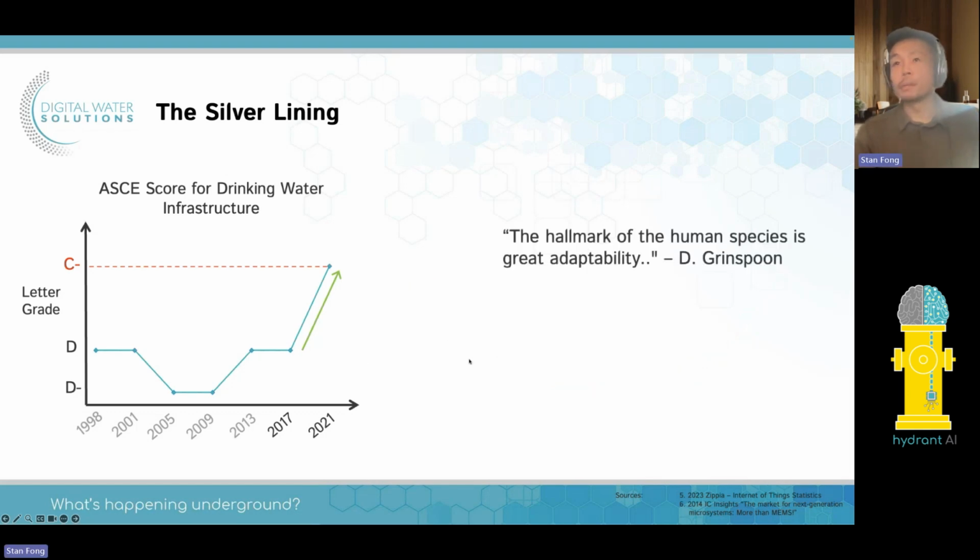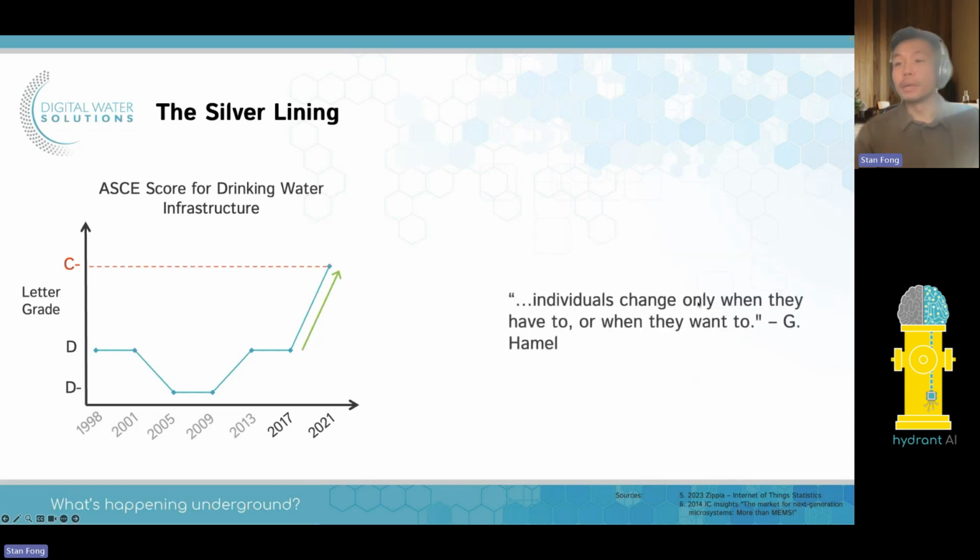So, some quotes about adaptability, right? This one never really applies to me. I'm more in this camp where I only change when I absolutely have to, but that's okay. We're at the point now where we absolutely have to change. Otherwise, we won't be able to continue operating our networks.